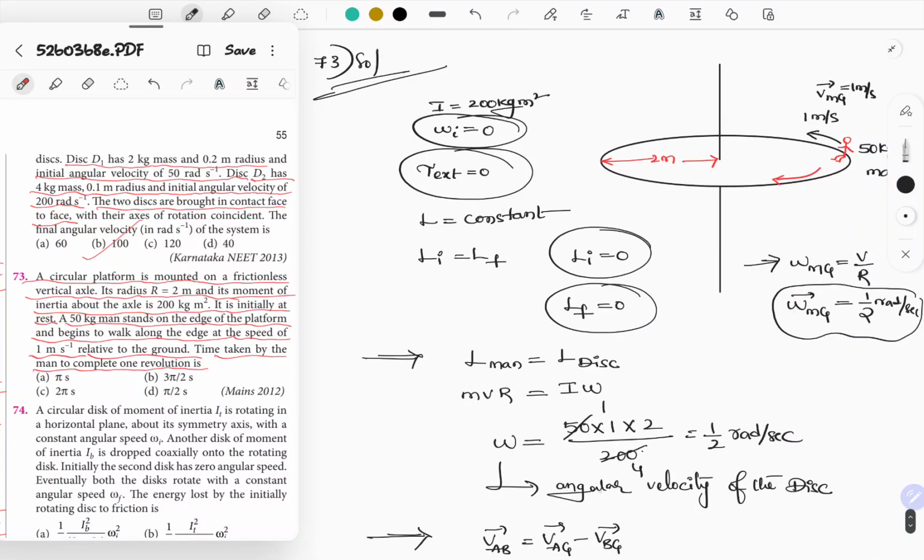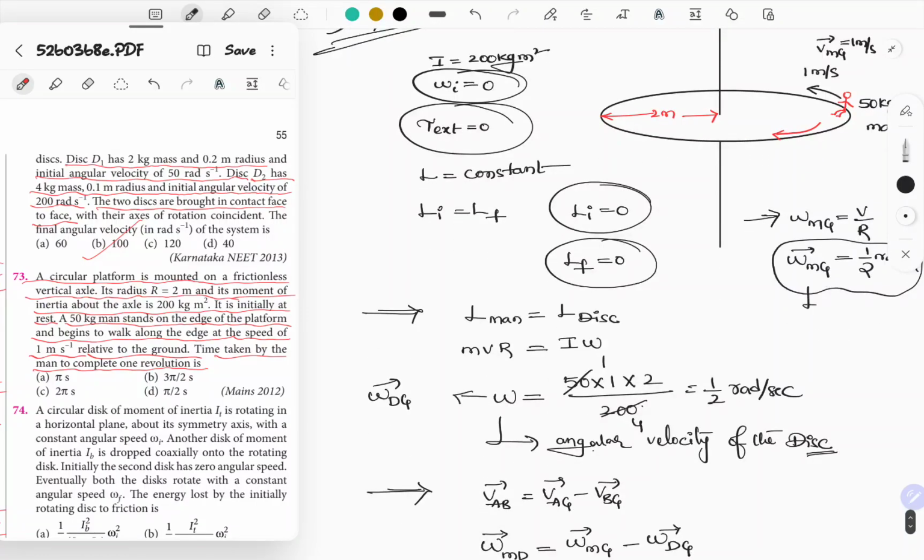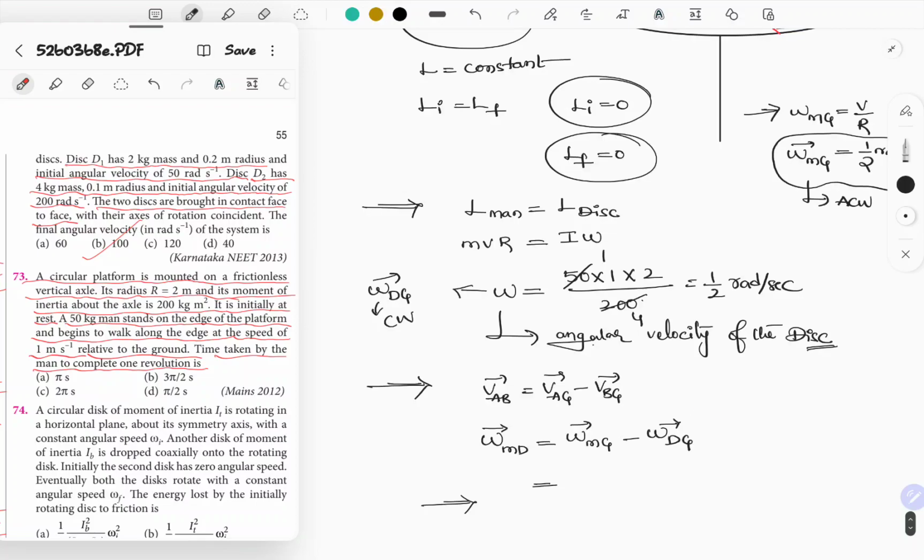So what is this? The angular velocity of the disk with respect to ground, right? This is angular velocity of the disk with respect to ground. But these two are in opposite direction, right? So assume this is in anti-clockwise direction and this is going to be in clockwise direction. They are in opposite direction. That is the reason we are going to represent with positive.